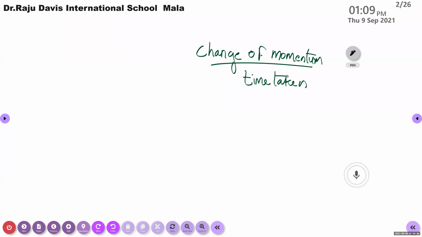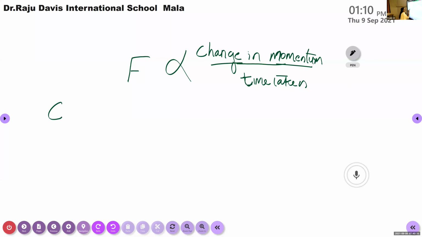Rate of change of momentum means change in momentum with respect to time. So change in momentum divided by the time taken to change that momentum. Change in momentum divided by time taken is directly proportional to the applied force.